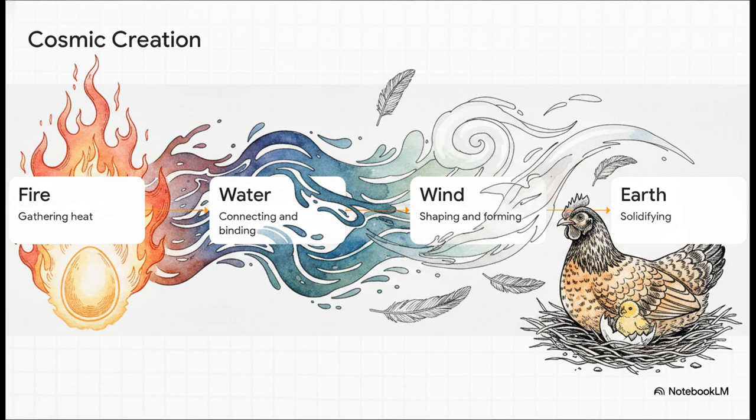To explain these abstract energies, the source material uses this brilliant everyday analogy of a hen hatching an egg. It basically breaks down the process of creation into 4 distinct steps: fire, water, wind, and earth. Let's look at how each of these elements represents a totally crucial phase of bringing something into existence.